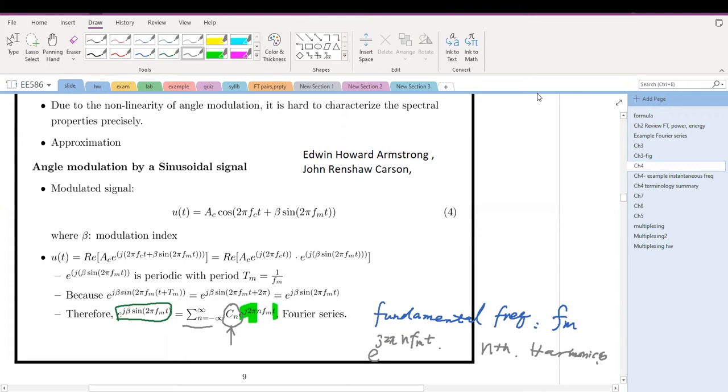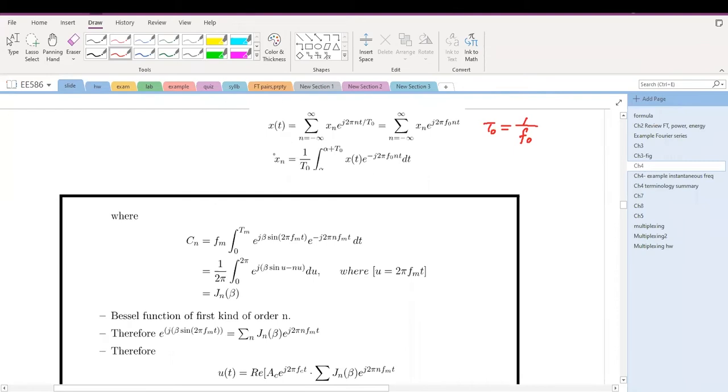We apply this knowledge to the angle modulation now. Next, let's review how we obtain the Fourier series coefficient. Here, x(t) is the periodic signal with a period T0. The fundamental frequency is f0. x(t) can be decomposed as a linear combination of all the harmonics. Small x_n here is the Fourier series coefficient. This is the nth Fourier coefficient corresponding to the nth harmonic. We do an integral over one period and take the average over the period.